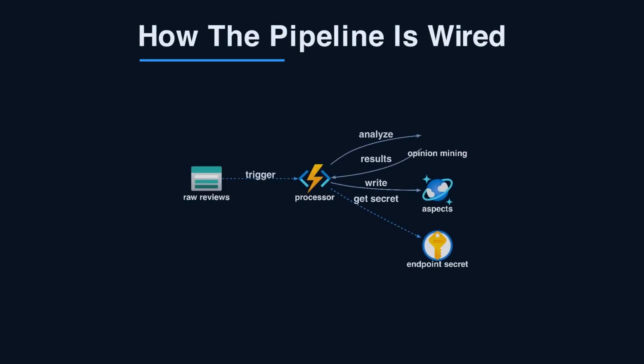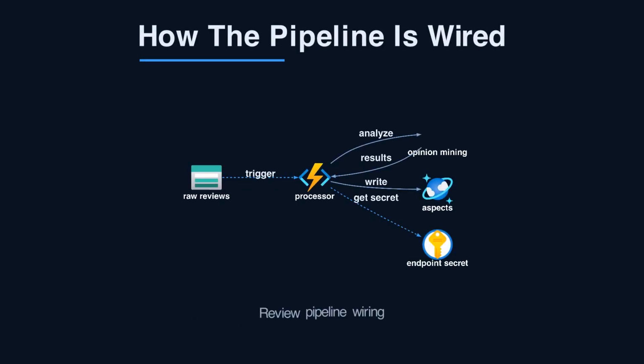Reviews land in Blob Storage as they arrive. A function trigger fires on each new batch of files. The function calls Azure AI Language for opinion mining. Structured aspects get written to Cosmos DB for querying. Key Vault holds the endpoint secret, reached through managed identity. No keys live in code or app settings.